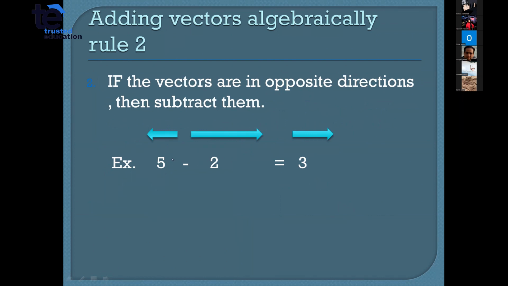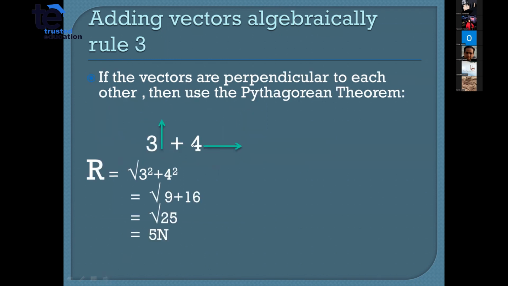I will never add two vectors that are in opposite directions. You need to subtract them, and the resultant vector will be in the direction of the greater one. Similar to working with integers, no difference. Okay, this is the second rule. Two vectors in the same direction will be added, and two vectors in opposite directions will be subtracted. What about if they are perpendicular to each other?